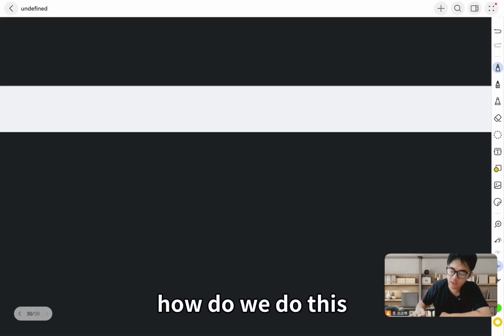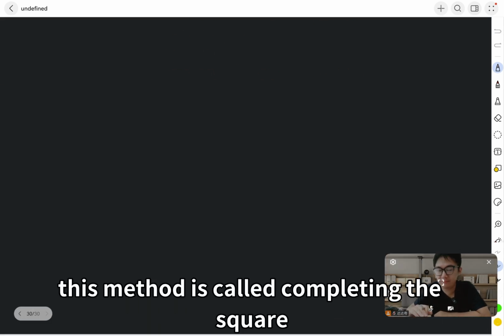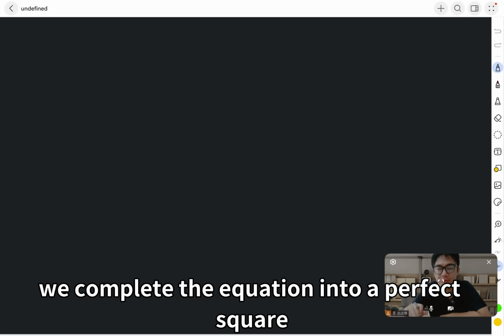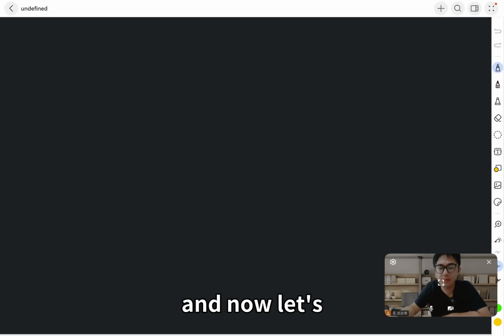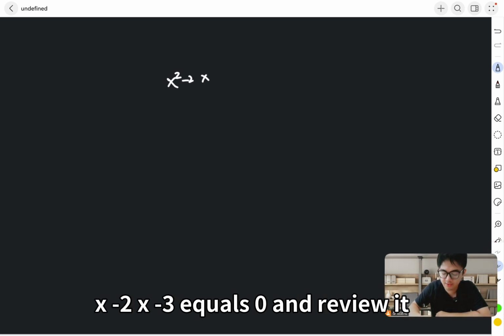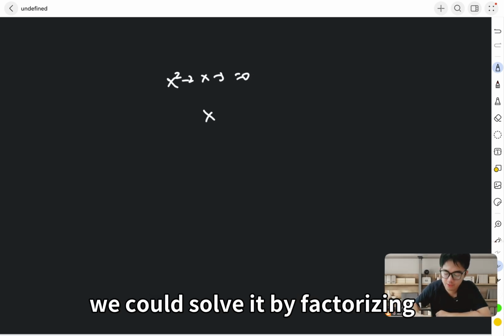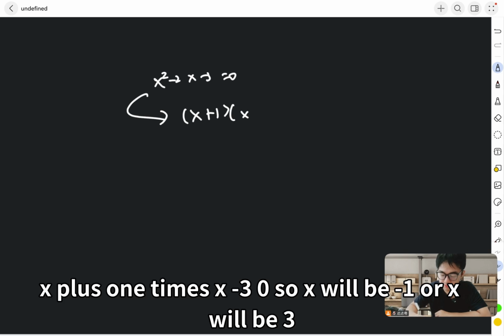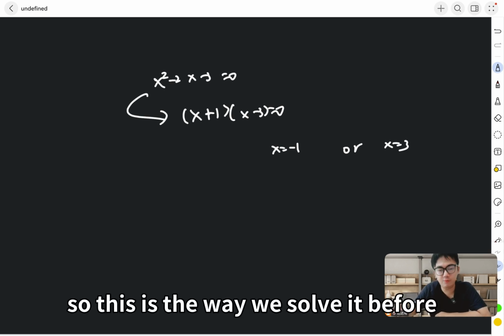But how do we do this? Well, first you should know this method is called completing the square. It's just like mixing ingredients in a recipe. We complete the expression into a perfect square. Now let's look at the example from before, x squared minus 2x minus 3 equals 0, and review it. We could solve it by factorizing into (x minus 3) times (x plus 1) equals 0. So x will be negative 1 or x will be 3. This is the way we solved it before.